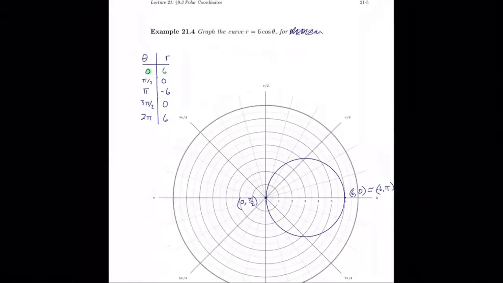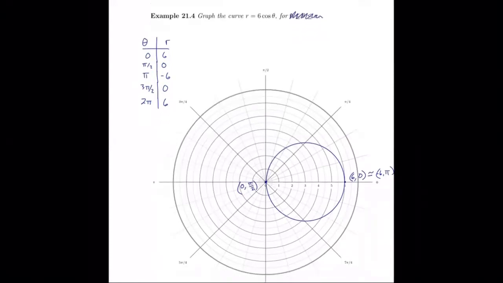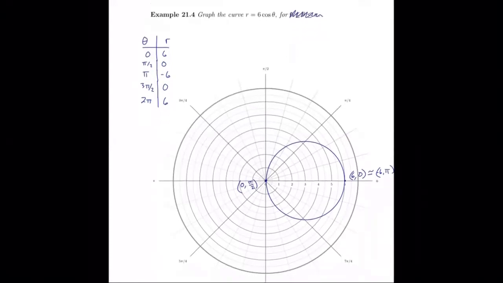Plug in 0, cosine 0 is 1, so we get 6. Pi over 2, cosine of pi over 2 is 0, so we get 6 times 0 is 0. Cosine of pi is negative 1, 6 times negative 1 is negative 6. Cosine 3 pi over 2 is 0. Cosine 2 pi is 1. We're right back here. So let's see where these points are on this curve. It might not be very informative to us, but I'll try to convince the reader to fill in the details.